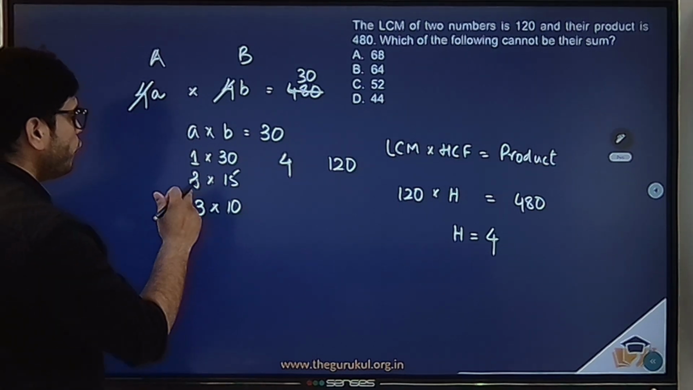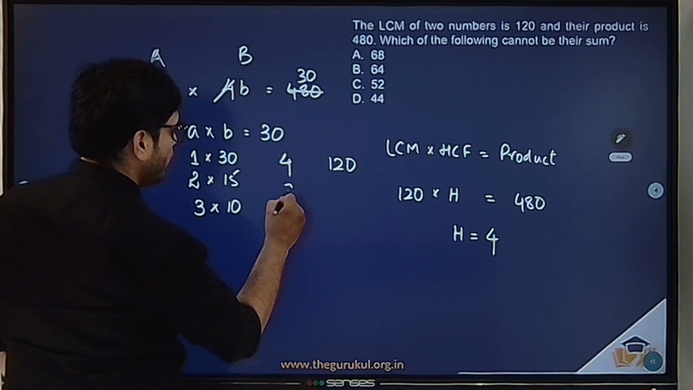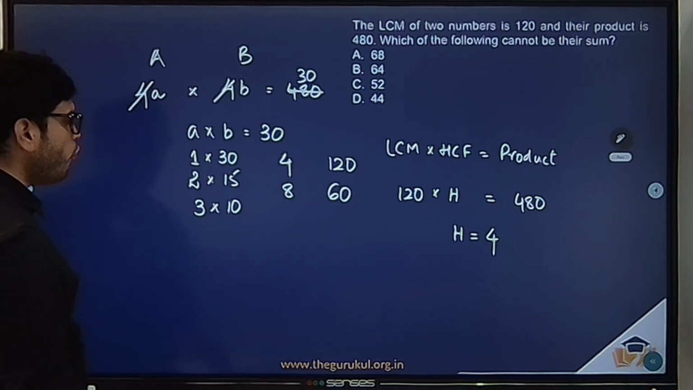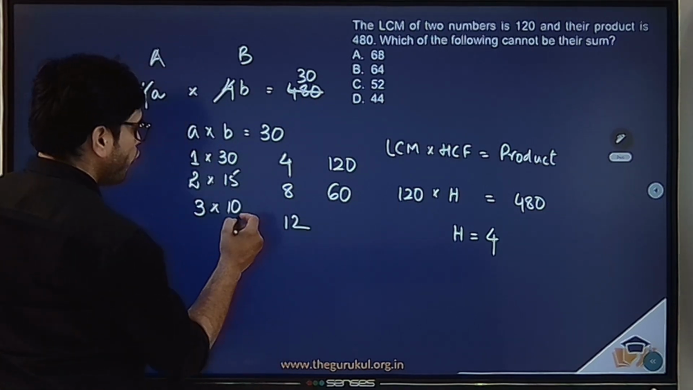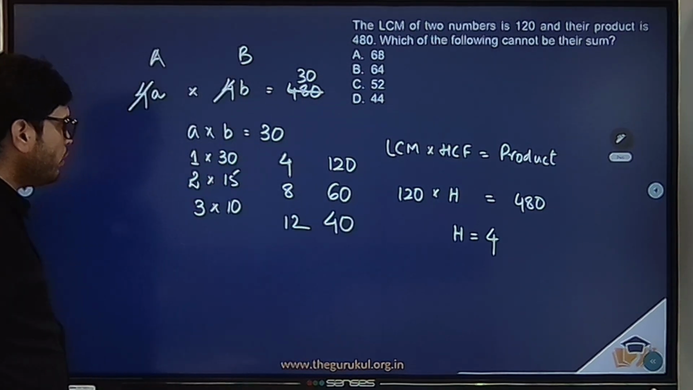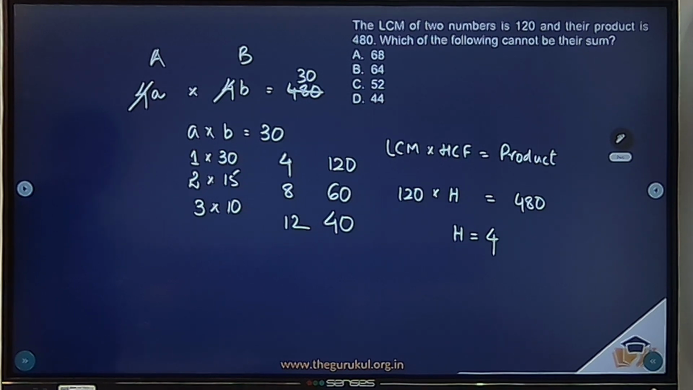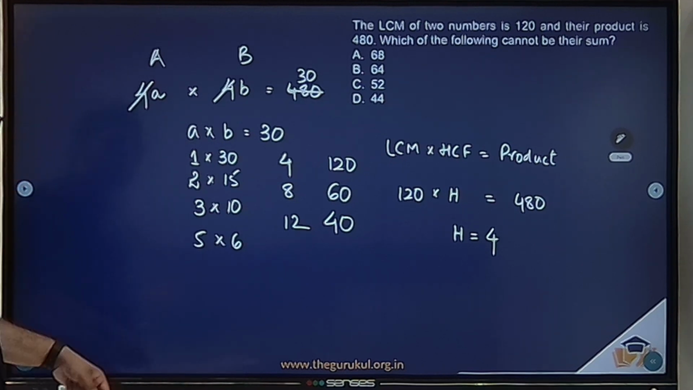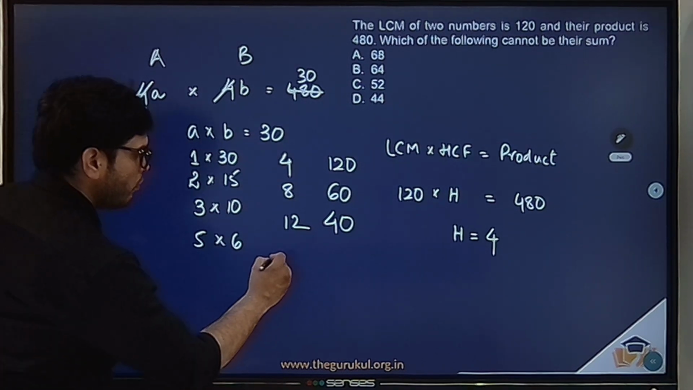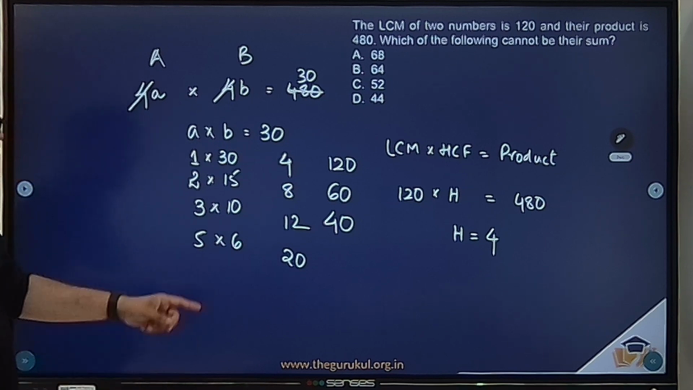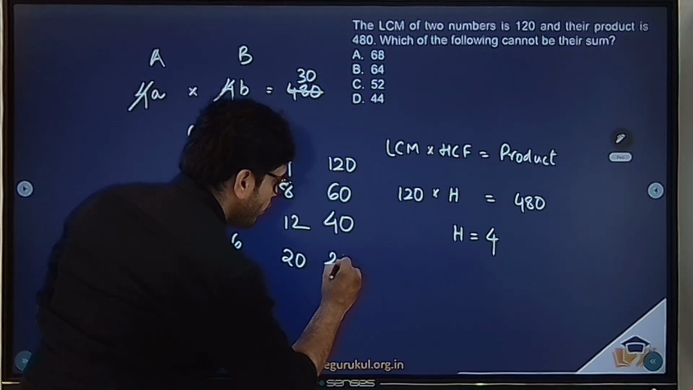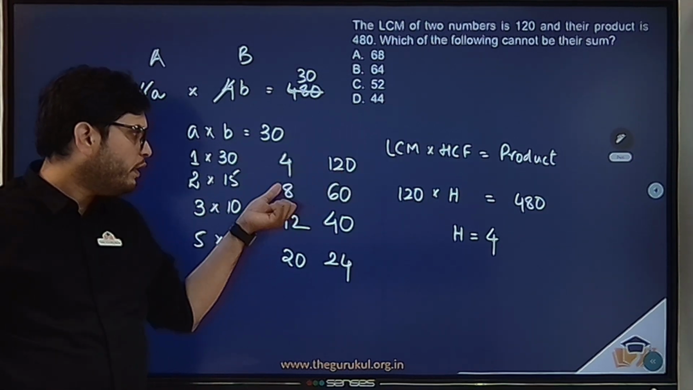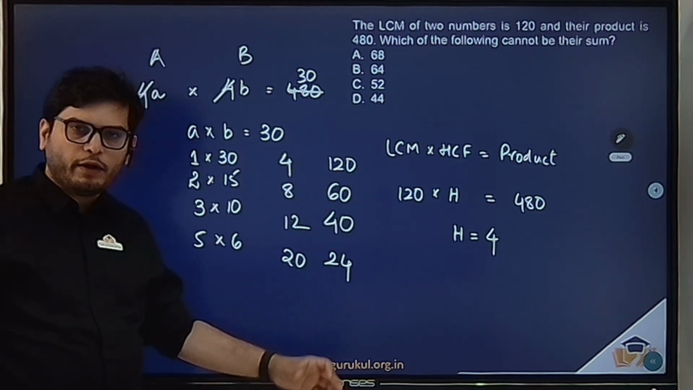2 and 15: 4 into 2 is 8, 4 into 15 is 60. Then 3 and 10: 4 into 3 is 12, then 4 into 10 is 40. Now is there any other way to write 30? Yeah, 5 into 6. I forgot. So 5 into 6. If a is 5, this would be 20 and this would be 24. So the set of numbers can be 4 and 120, 8 and 60, 12 and 40, 20 and 24.